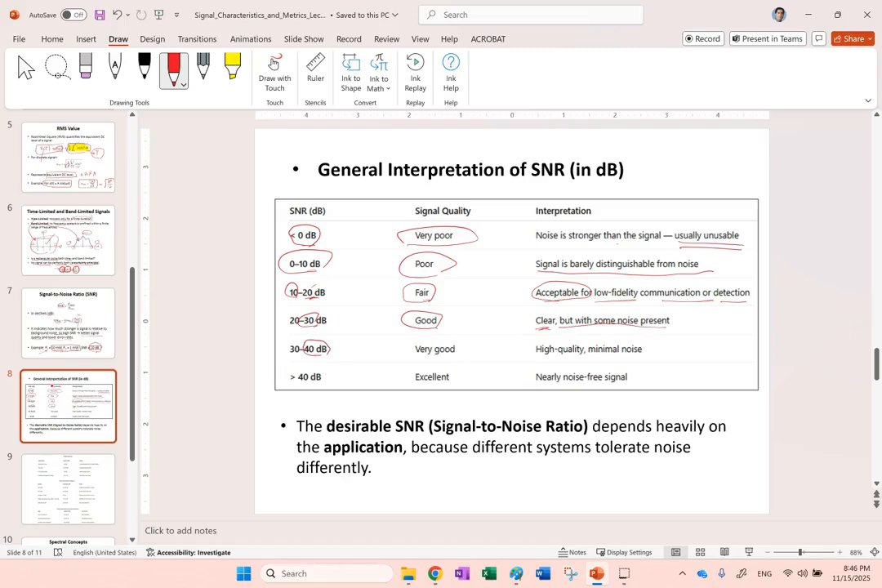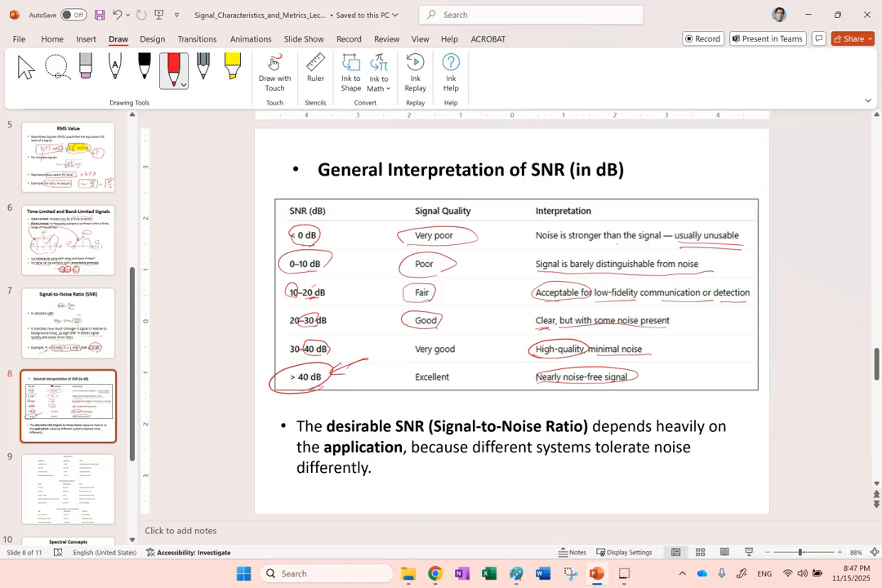If you go to 40 decibel, now you are looking at 10,000 times stronger. Now you're looking at a high quality signal with bare minimum noise, and anything above 40 decibel basically means it's almost noise free. So if you're asking what is a perfect clean signal, something around 40, a little bit over or close to 40, that is perfect.